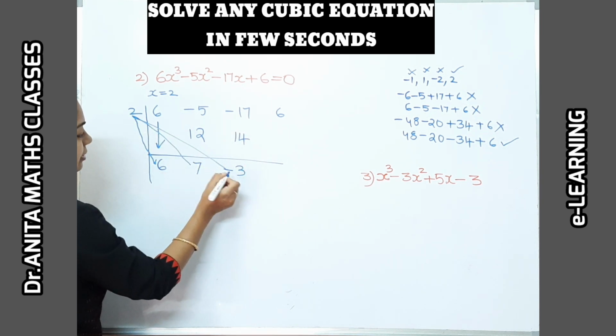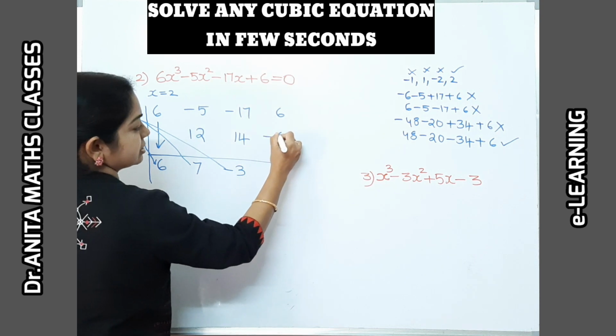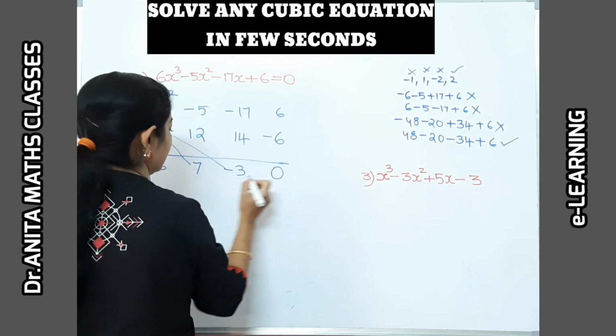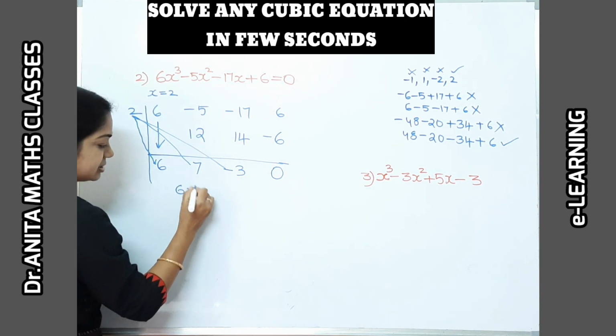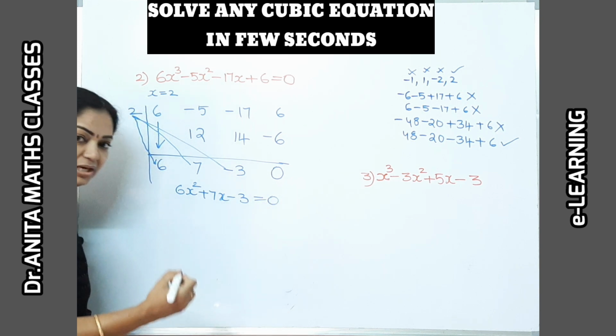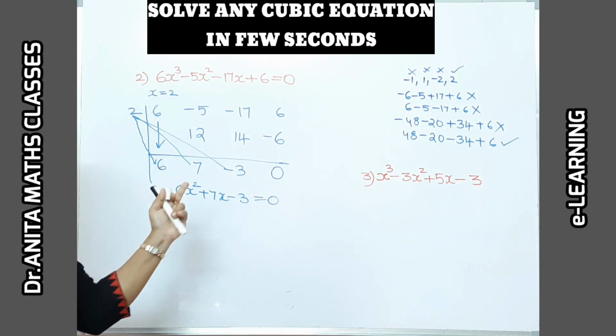Again multiply. Minus 2 into 3 gives minus 6. So obviously we get 0 plus 0. So this is 6x square plus 7x minus 3, the quadratic equation. Here we have to use the cross method.